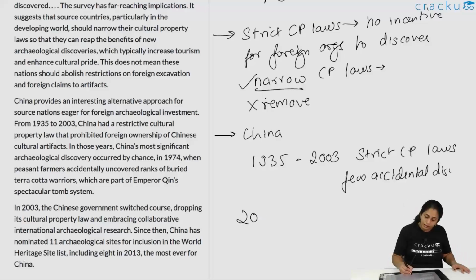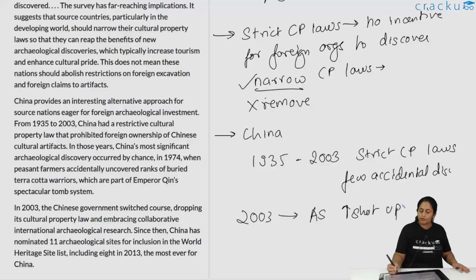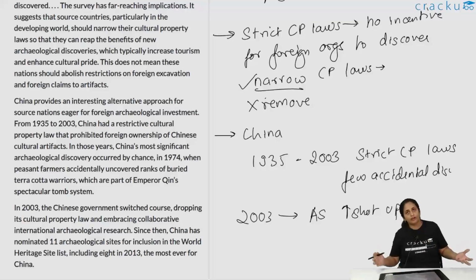So from 2003, the number of archaeological sites discovered shot up. Why did it shoot up? Because there was more incentive to dig. So more foreign collaboration was there, and because of that, there were far more number of discoveries. So what does the author say?